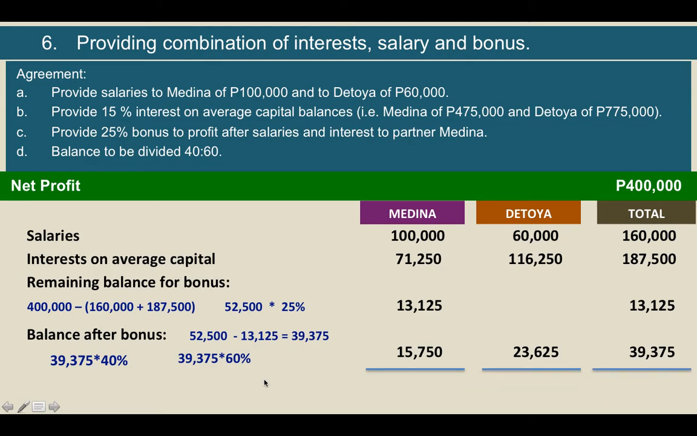So adding all of this, we will have the share on the profit for Medina of 200,125 and Ditoya 199,875, for a total of 400,000. That's it, class. We were able to cover agreements 3 to 6. And now the next slide.